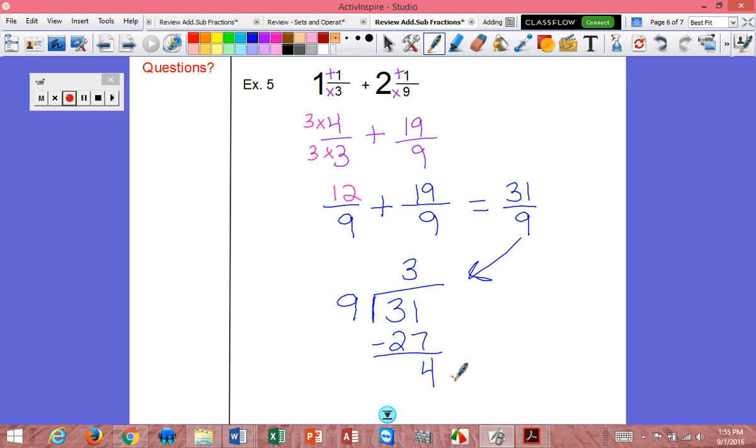Now, we have been working with decimals, but now that we're working with fractions, what we're going to do is the remainder is going to become the numerator, and then the denominator is going to stay the same. So this 3 becomes like the whole number. The remainder is your numerator, denominator stays the same. So our answer would be 3 4/9.